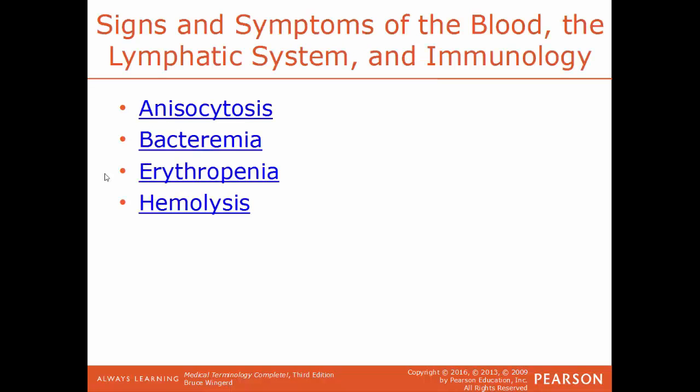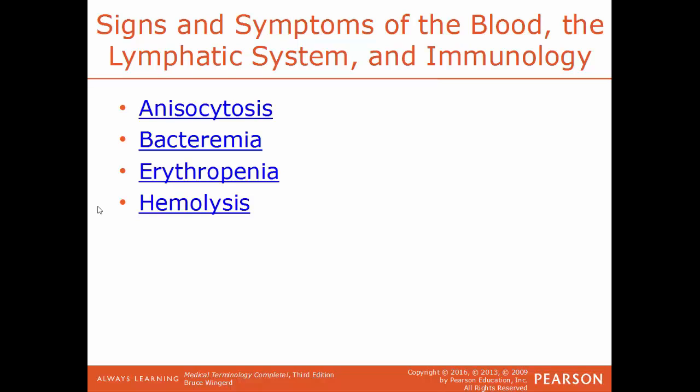All right, now we'll talk about some specific conditions covering the blood and lymphatic system and the immune system. The first one on here, anisocytosis. This is a condition where a person would have red blood cells that are of different sizes. And this is very commonly found in people that have anemia of some kind. Now, typically, all red blood cells are going to be approximately the same shape and the same size.